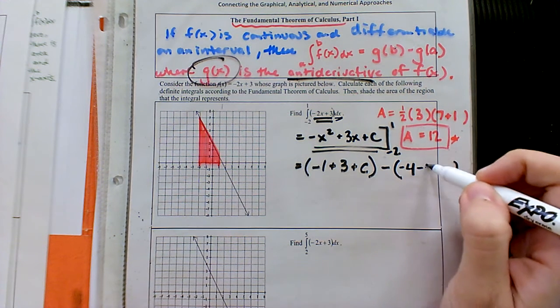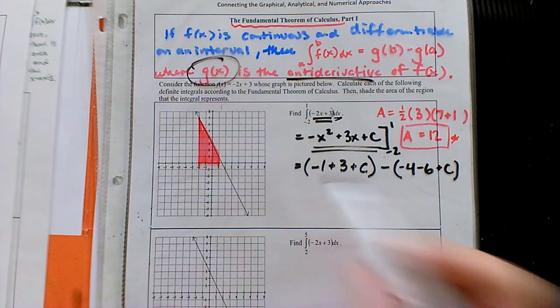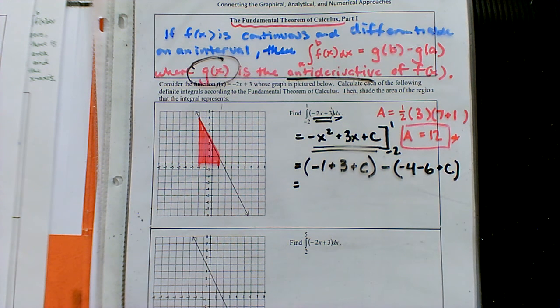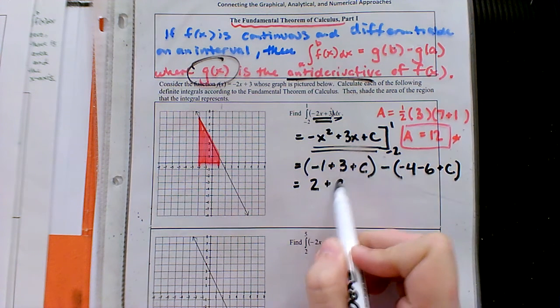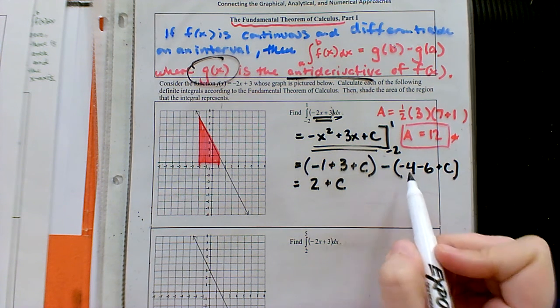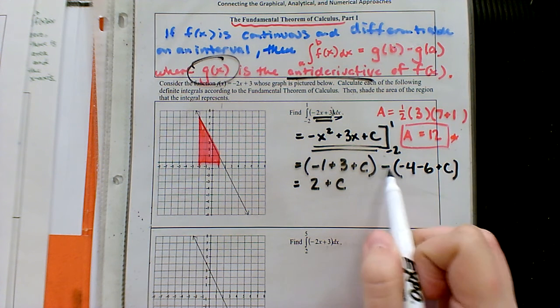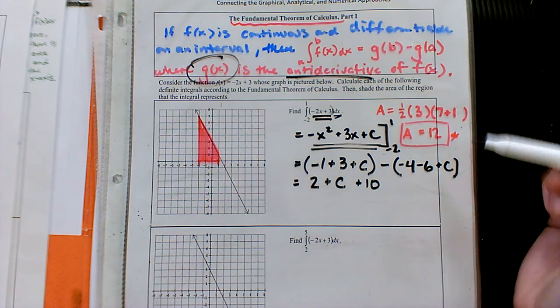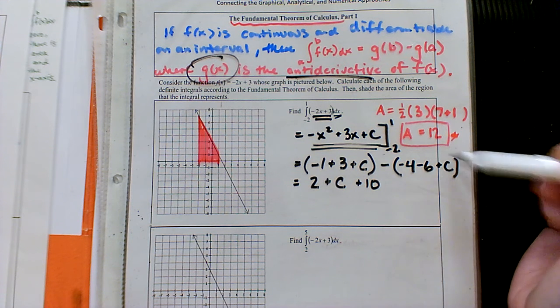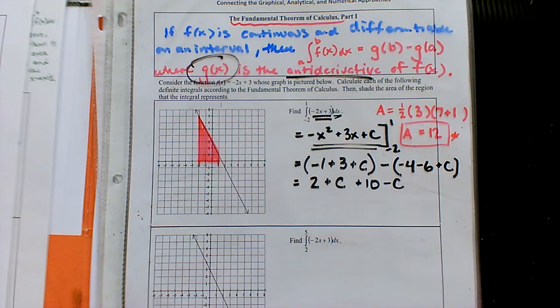Plug in negative 2 again, and we'll get negative 6, and then plus c. So if we simplify what's inside the parentheses, negative 1 plus 3 is 2, and we have a plus c. Negative 4 minus 6 is negative 10, but you're subtracting that, so it's going to change to a positive 10. And then you're left with this plus c on the end, but you're really subtracting it, so minus c.